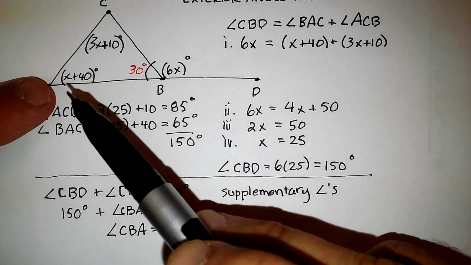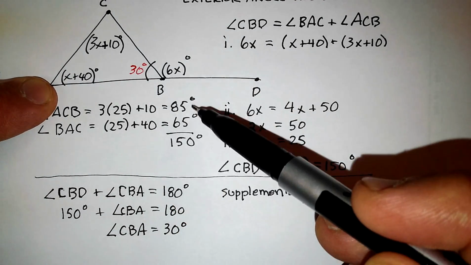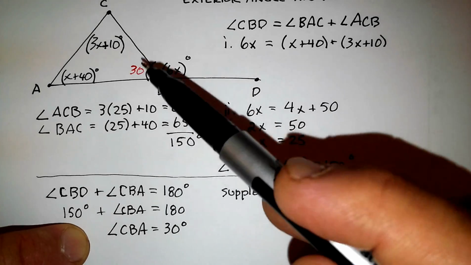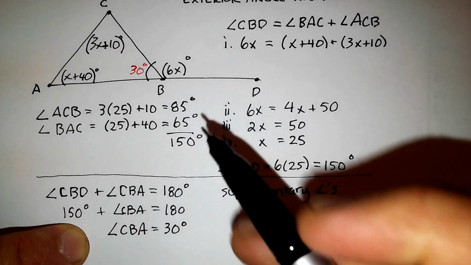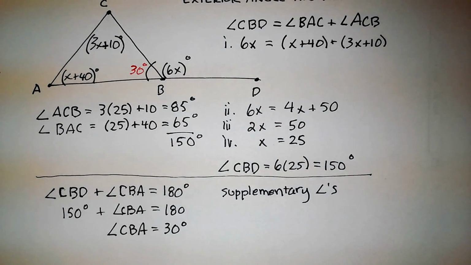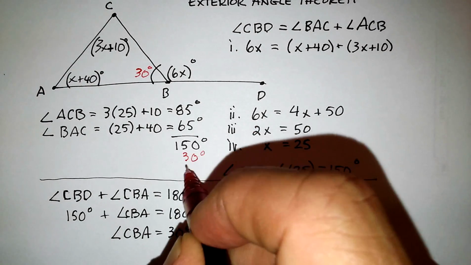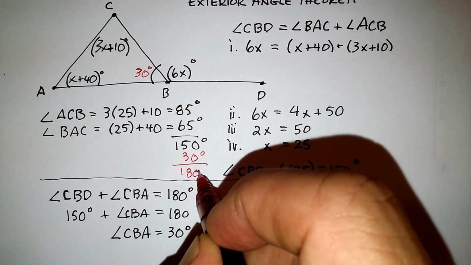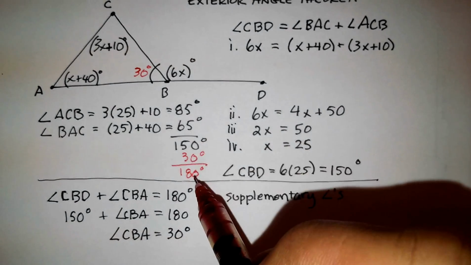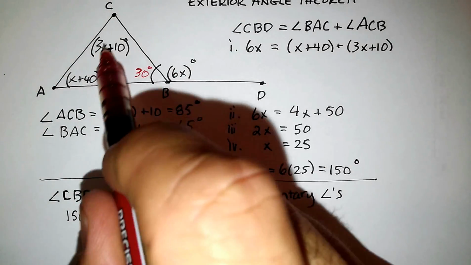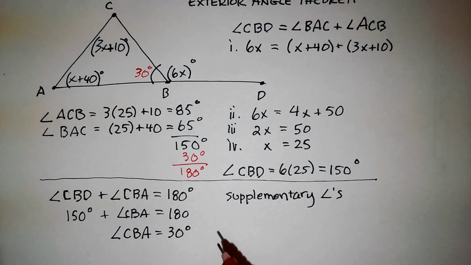We already said that this angle plus this angle is 150, and sure enough, plus this angle 30, let's put that over here, equals 180. So that's really just a way of confirming that our x is correct and that we have 180 degrees in here. Okay, I hope that was helpful.